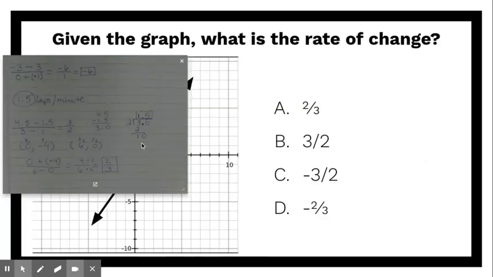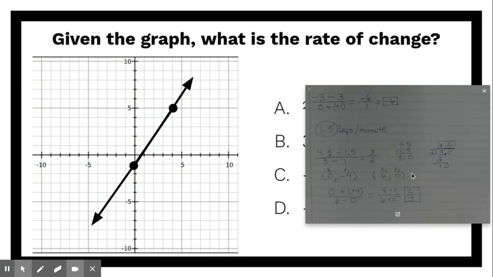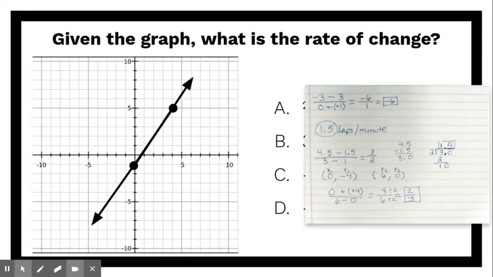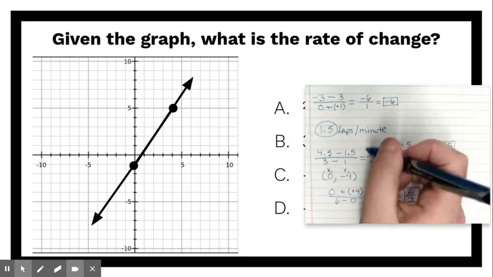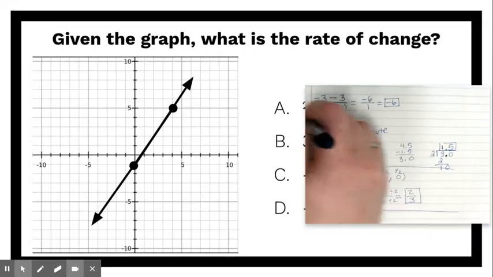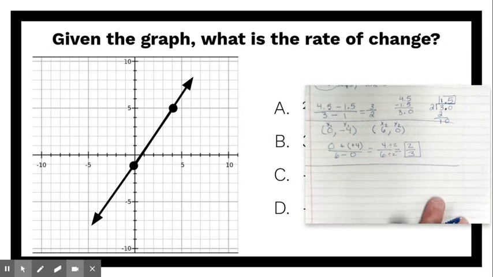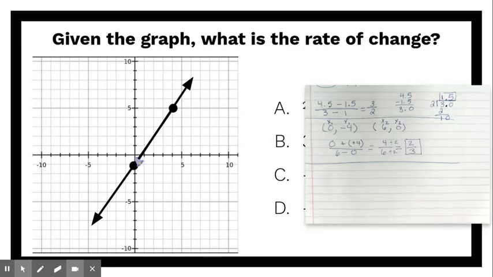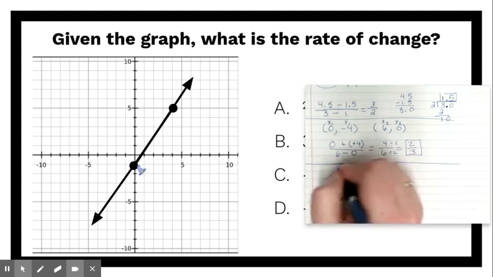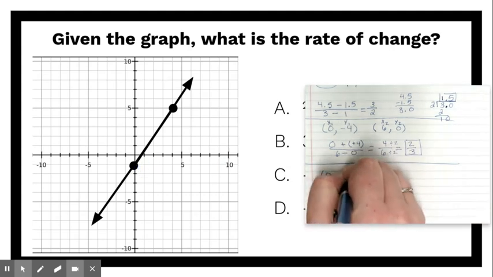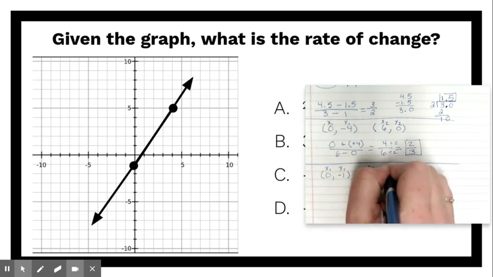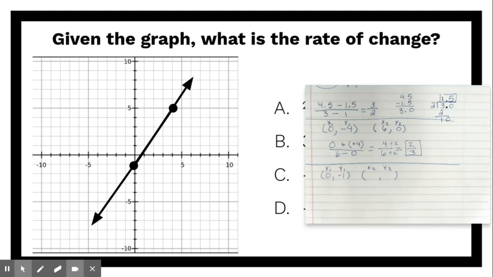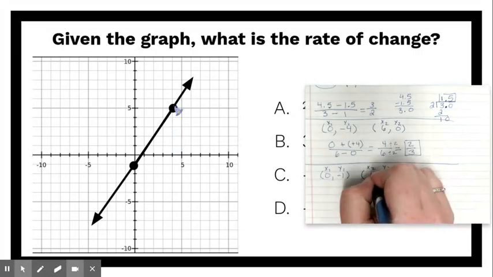Okay, so let's do the same thing with this next one. Okay, given the graph, what is the rate of change? So let's look at what our points are. So my points, that first one, we didn't go over anything, 0 and down 1. So it's going to be 0, -1. And then my second point, so x1, y1, x2, y2. Okay, my second point is 1, 2, 3, 4. 1, 2, 3, 4, 5. So 4 over 5 up.